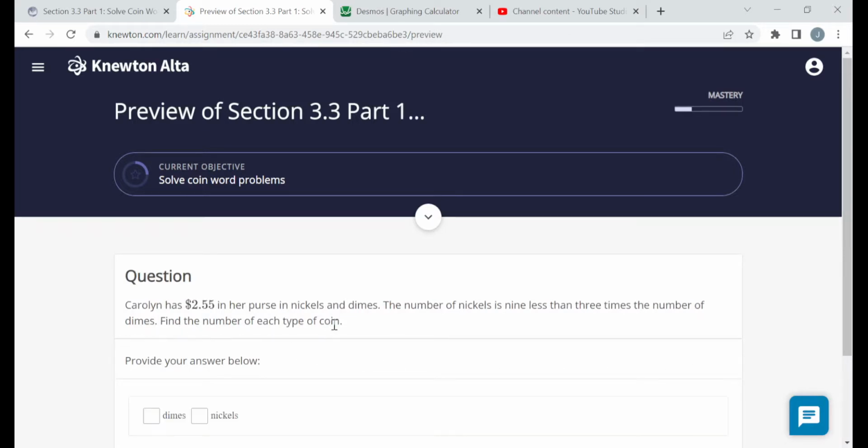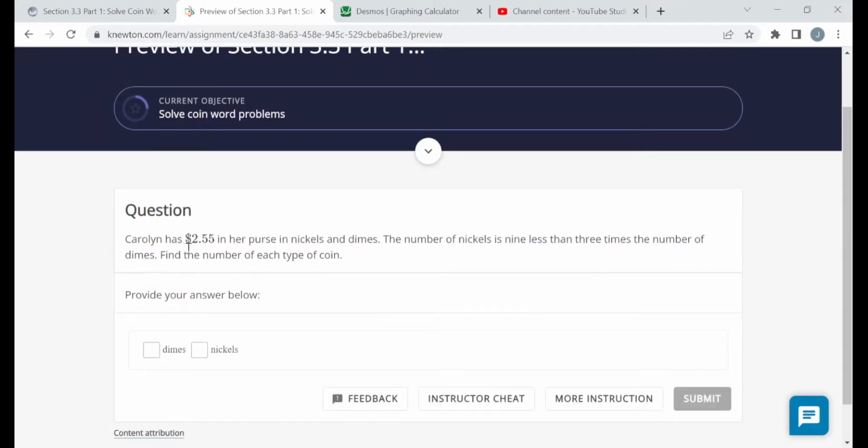All right, so this is another nickels and dimes problem. So it's pretty similar, right? Carolyn has $2.55 in her purse in nickels and dimes. The number of nickels is 9 less than 3 times the number of dimes, right? So since they gave nickels in terms of dimes, I'm going to call dimes something and then use that same letter for the number of nickels in some expression. Find the number of each type of coin.